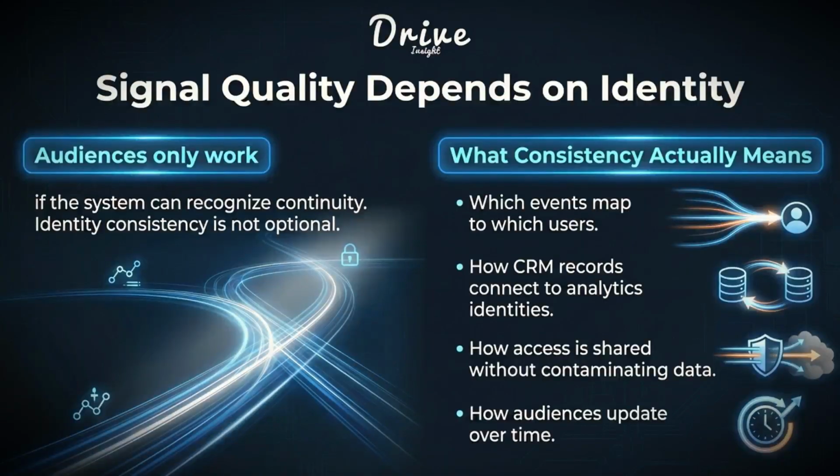The next step, step 5, is to maintain identity consistency. You also have to design for consistency with this audience, not by locking everything down, but by being intentional. Which events belong to which users? How CRM records map to your analytics identities? How access is shared without contaminating data? And how audiences update over time? Consistency is what allows us to stay confident in this.